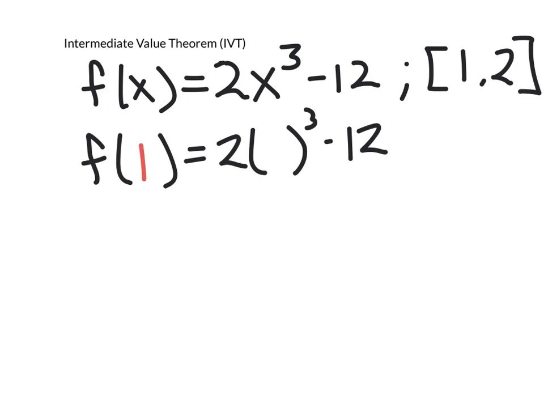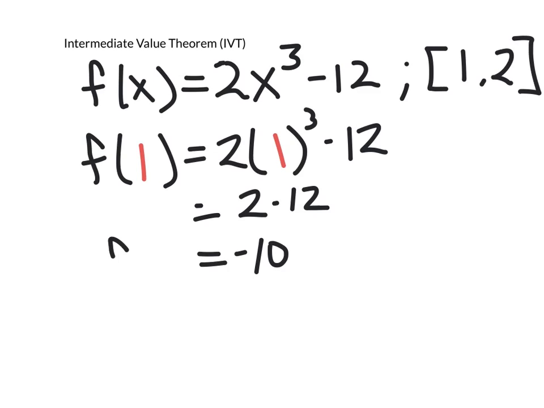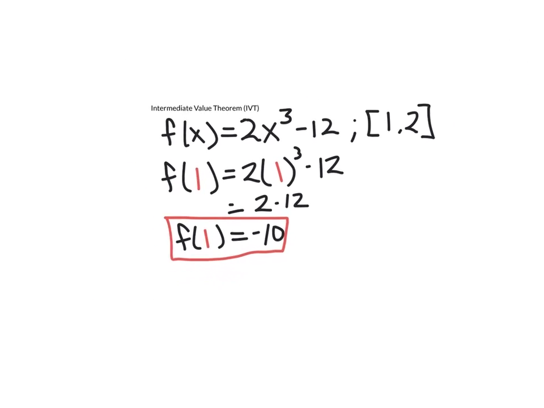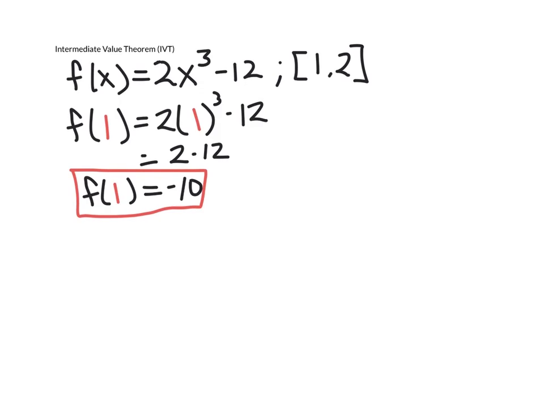I'm going to plug in the value 1 into this, and when I simplify this, this is going to be 2 minus 12, which is going to give me a value of negative 10. So in other words, I could write f of 1 is equal to negative 10. I'm going to go ahead and put that in a red box here because that was my f of 1 value. I'm going to go ahead and shrink this down a little bit here. Move this over to the corner here.